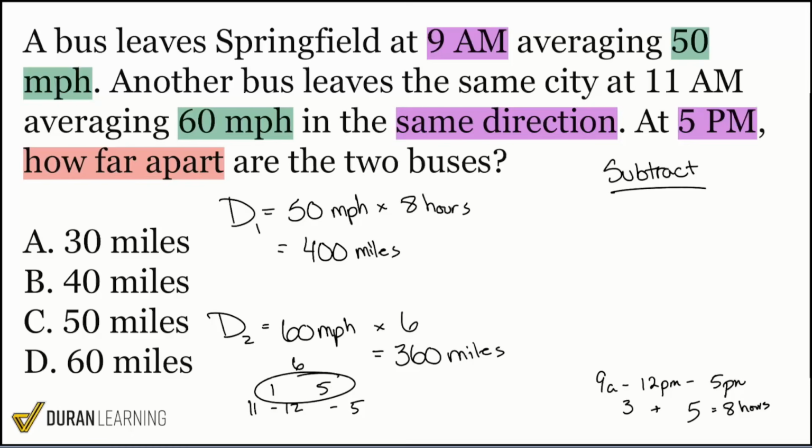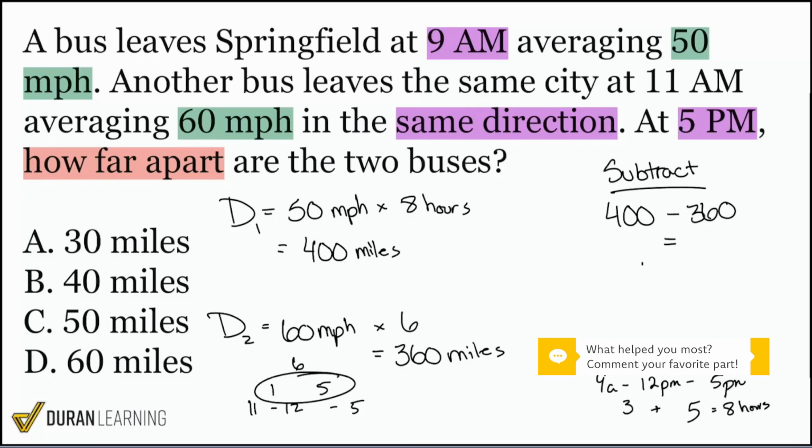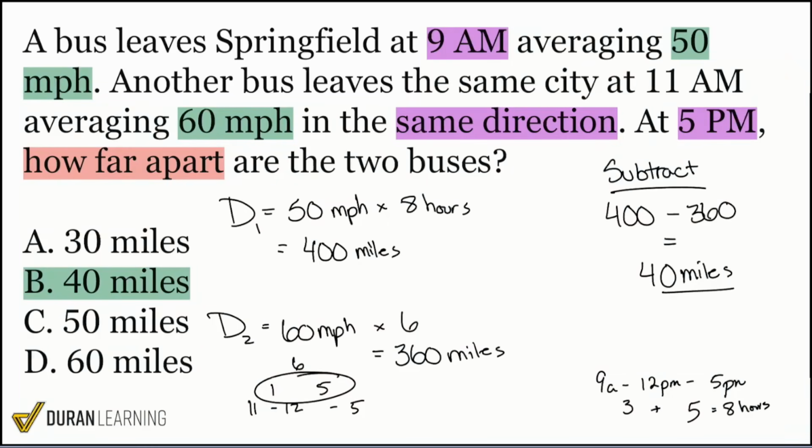So what we want to do here is subtract. We see that the first bus ends up traveling 400 miles. The second bus ends up traveling 360 miles. And when we subtract those distances, because again, same direction, we will end up getting 40. 400 minus 360 gives us 40 miles. And that's what makes the correct answer here. Answer choice B.